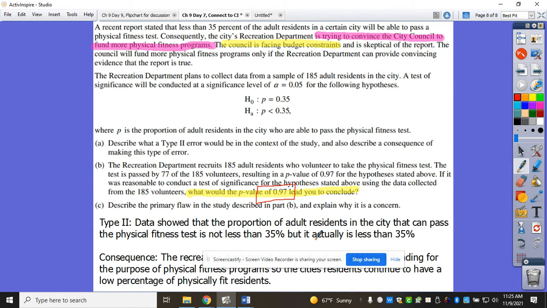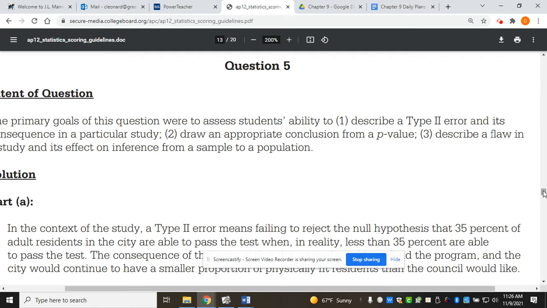Since the p-value is not less than alpha, we fail to reject the null hypothesis that p equals 0.35. We do not have convincing evidence that the proportion is less than 0.35. You should not be caught off guard because this is a weird number. So there's the answer key.